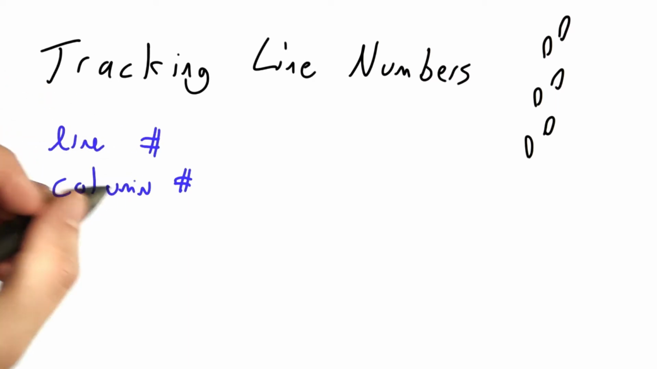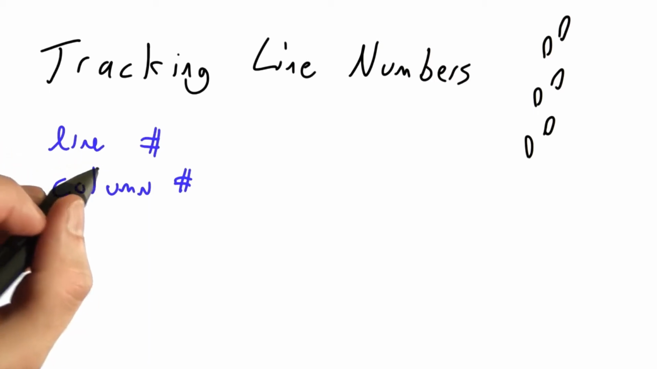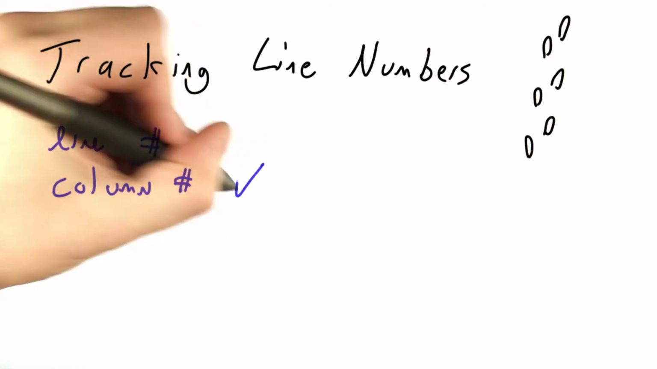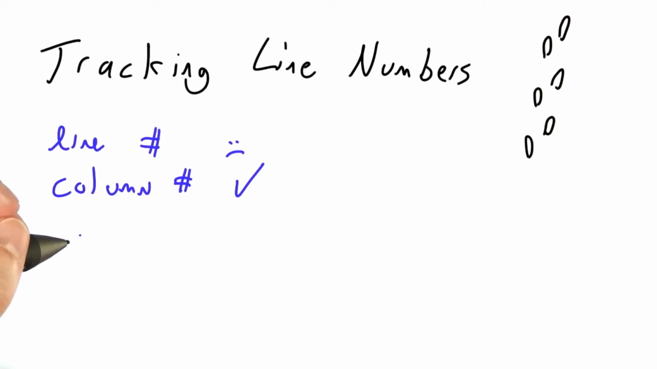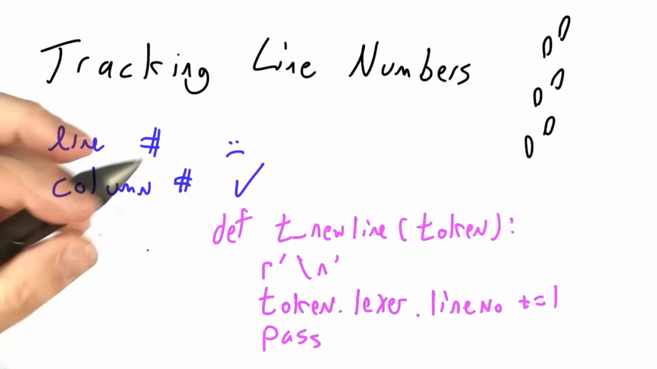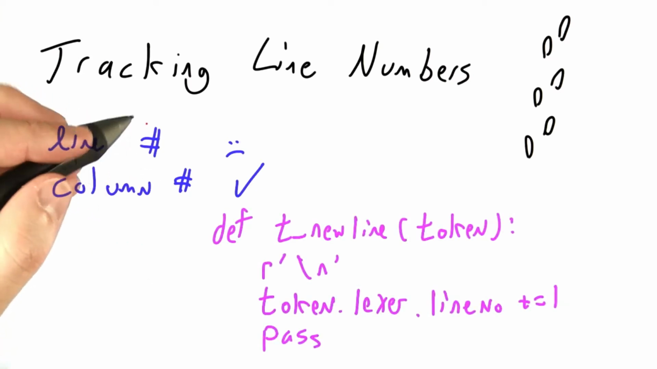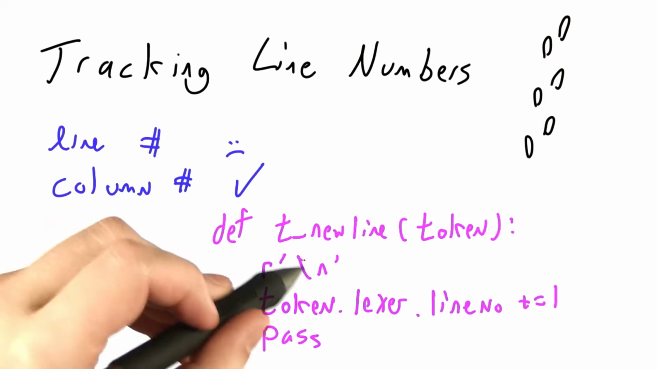Unfortunately, the lexer won't do this for us entirely automatically. It will keep track of columns, but it won't keep track of lines unless we do some work. Here's an example of a rule that matches new lines.